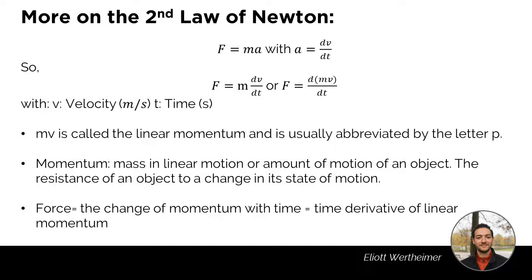So what is momentum? Momentum is basically the resistance of an object to a change in its state of motion. What does that mean? It means that if you have an object of a certain mass m moving at a certain velocity and in a certain direction, and you try to change that object's velocity or direction, then you will feel a resistance. That resistance is called momentum. It is proportional to the object's mass and its velocity. So the greater the velocity and the greater the mass, the bigger the momentum and the bigger the resistance.